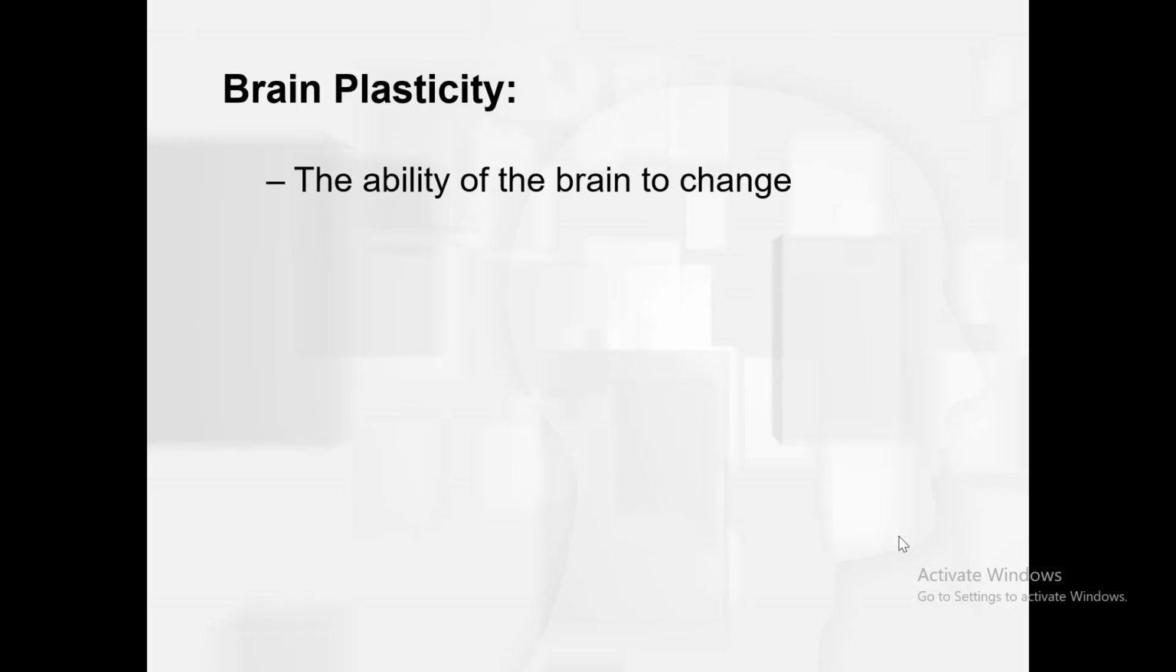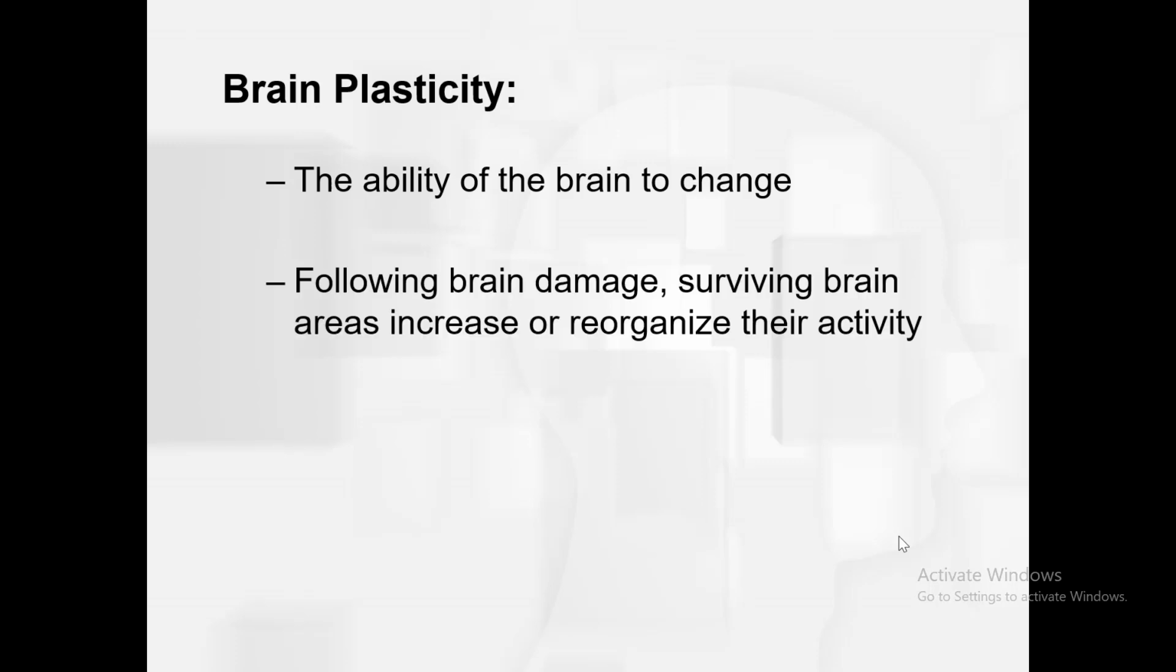Now, in a previous video, we talked about different types of brain damage that could lead to a plasticity response. But keep in mind, this plasticity response happens in both the central and the peripheral nervous system. And again, following brain damage or any damage to the nervous system, the surviving areas want to either increase or reorganize their activity. They want to replace any lost function. They want that nervous system to continue to operate efficiently and effectively.